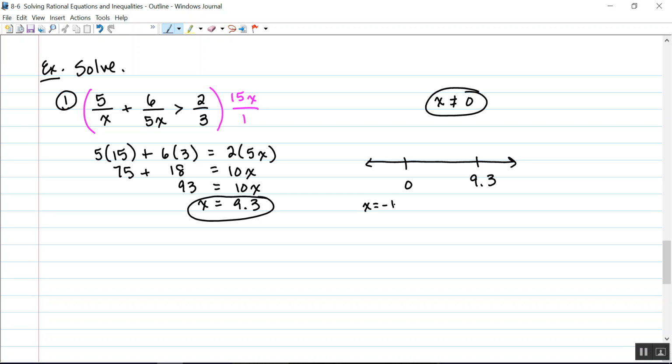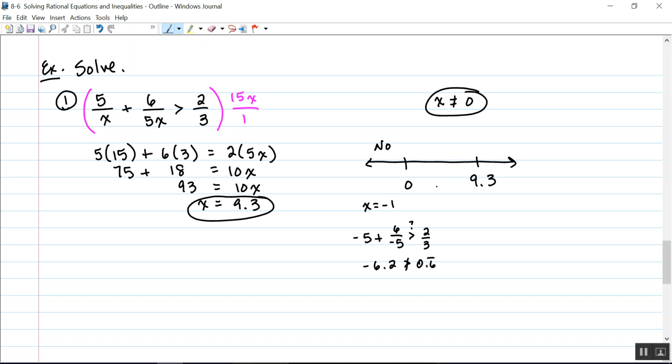When I plug in -1 for x, I'll get -5 plus 6 over -5. Is that greater than 2/3? Using my calculator, I get -6.2, is that greater than 2/3, which is approximately 0.6 repeating? That is not greater, so this region would be a no. So the values don't work in there.